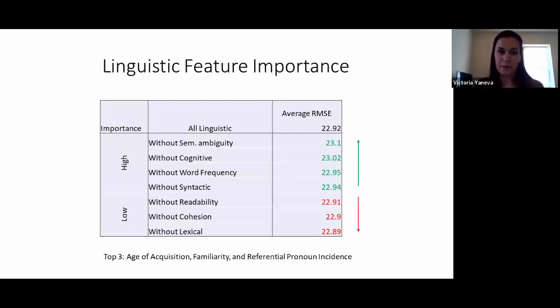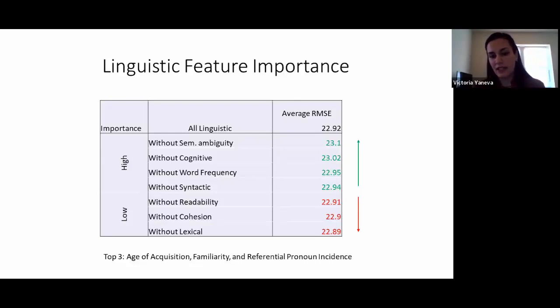with lower p-values. And we also wanted to have a closer look at the linguistic features because they're a lot more interpretable than the embeddings, for example. And what we did here is we first computed the root mean squared error prediction for all linguistic features, and then we would take out one group and see how the performance changes. If the performance deteriorates when we remove a feature group, then obviously that feature group was somewhat important, and vice versa.